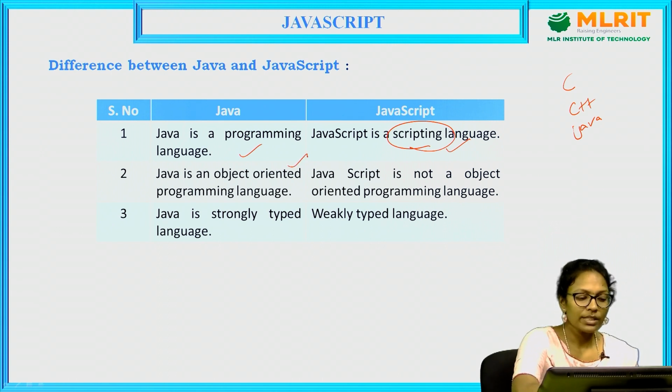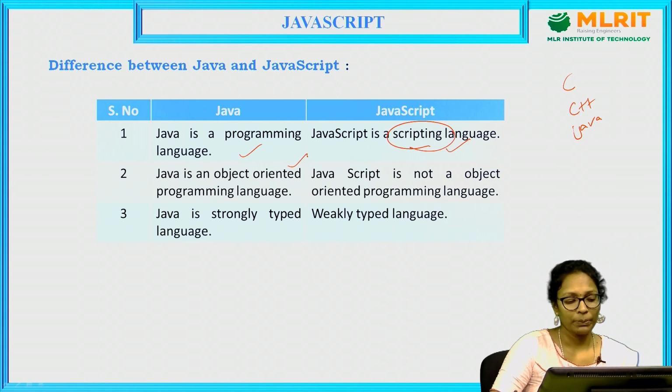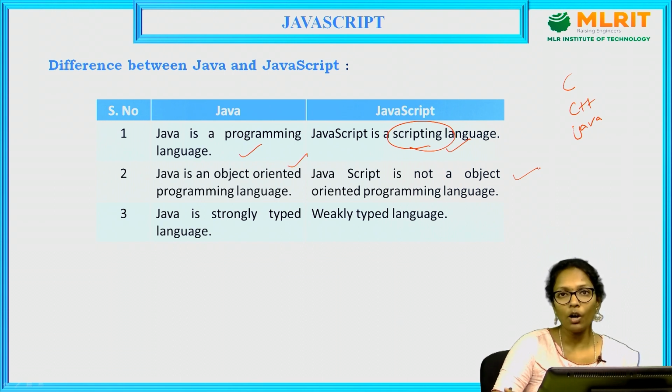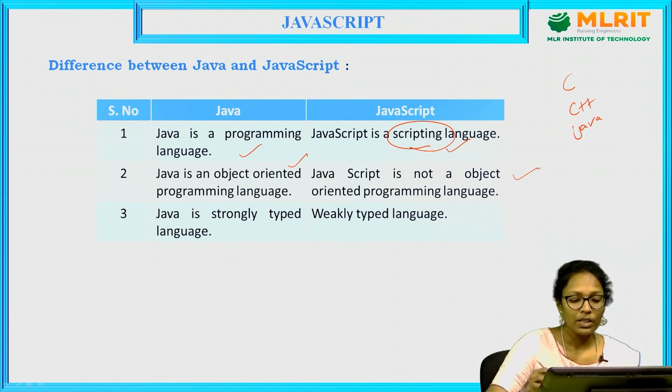And we know Java is object-oriented programming. That means everything will be in the form of objects and classes. But JavaScript is not an object-oriented language; it is object-based programming. That means we use some predefined objects in JavaScript. So in JavaScript, we have the concept of objects, and we will discuss this more later.